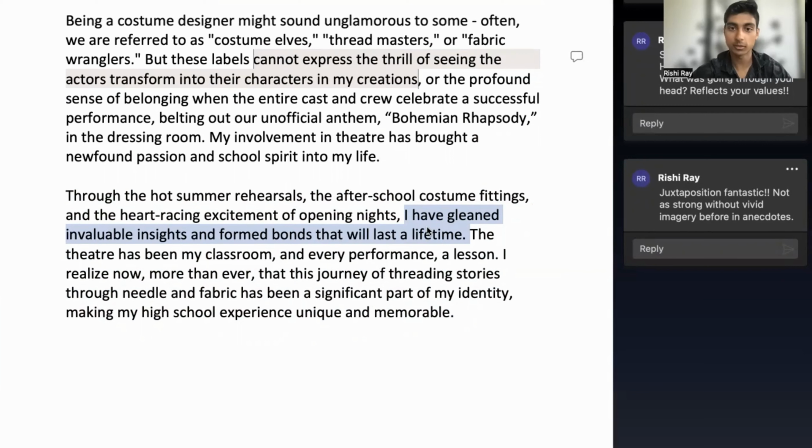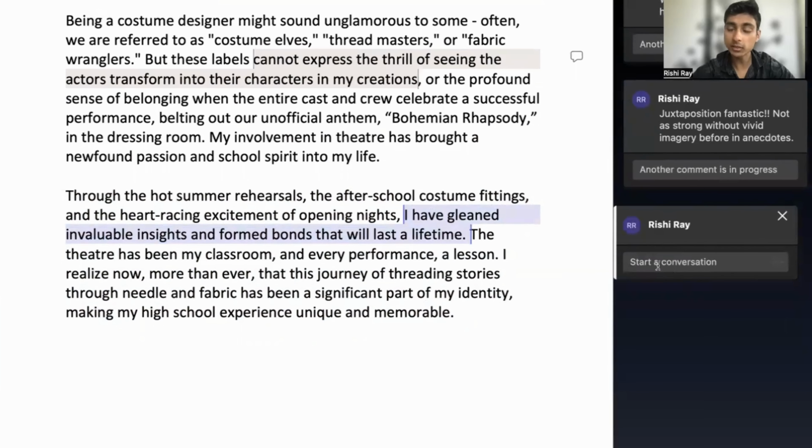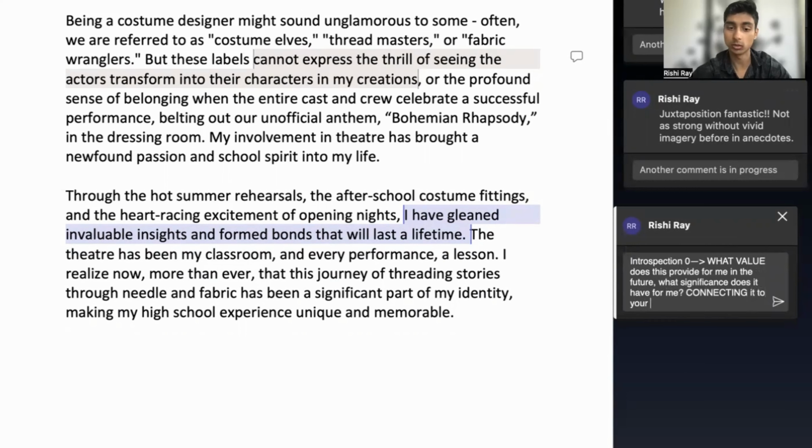Okay, so that's the second part. So when you think about, we'll put a comment here, when you think about introspection, what value does this provide for me in the future? What significance does it have for me? And really what that means is connecting it to your future goal, right?